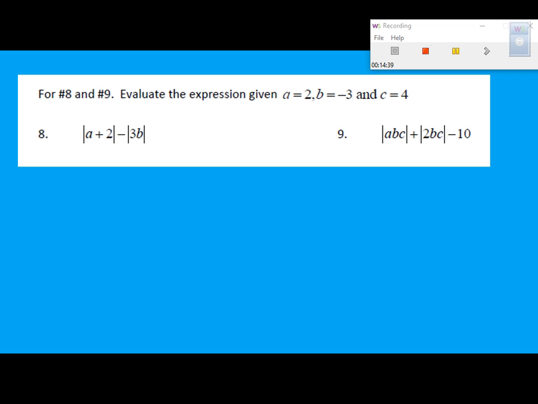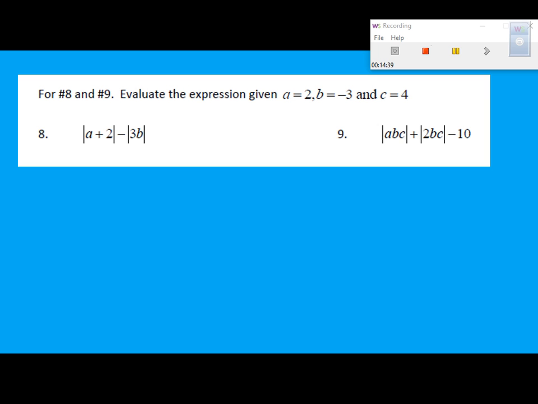Okay, on to number 8 and number 9. We haven't done these in a while. We did it on that very first day we talked about absolute value. I need you to remember absolute value is a grouping symbol. So we're just going to sub in our numbers, simplify it, and then bring the answer home.